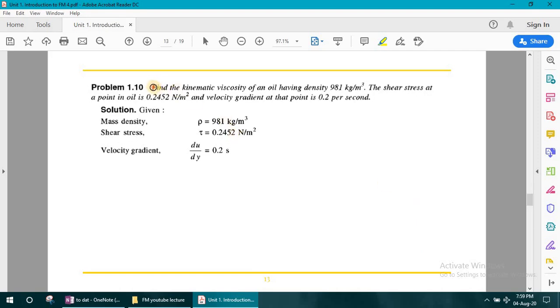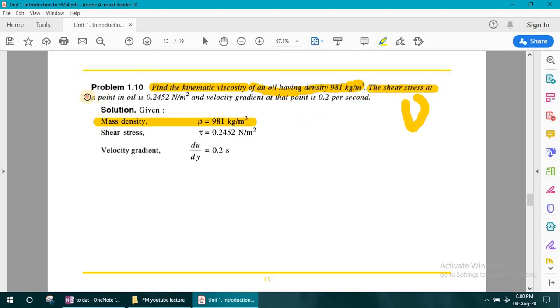Now in this problem we have to calculate the kinematic viscosity. I taught you that kinematic viscosity is represented by nu. This is the Greek symbol nu. So we have to calculate the viscosity of an oil having density of 981 kg per meter cube. Density is represented by rho, 981 kg per meter cube.